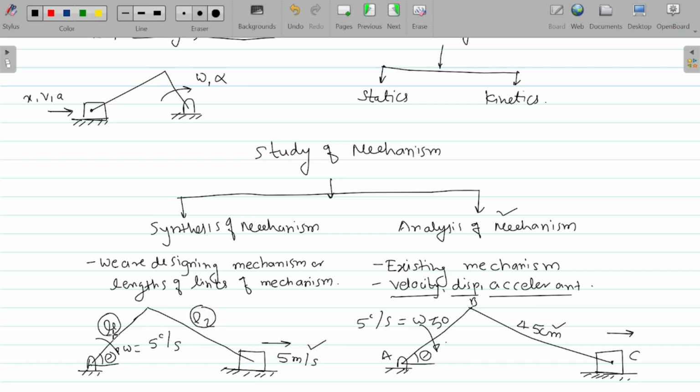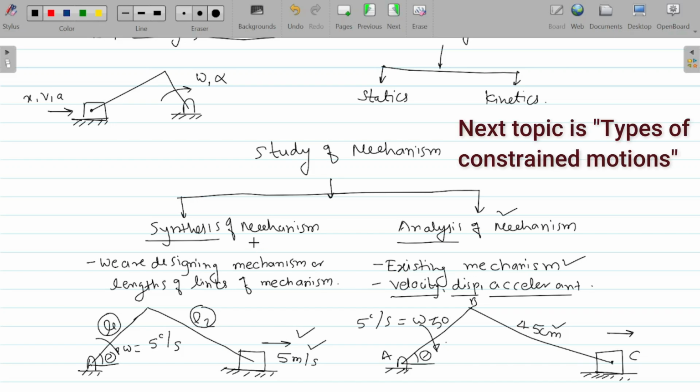So in this case the mechanism is not existing. We are designing the mechanism such that we are getting a particular velocity or whatever acceleration. So this is the basic difference between synthesis and analysis. In analysis we are focusing on the existing mechanism, and in case of synthesis we are designing our own mechanism such that it will satisfy the condition, like in this example the slider should move horizontally with 5 meter per second. So this is nothing but the different aspects of the machine and different classification for the study of mechanism.